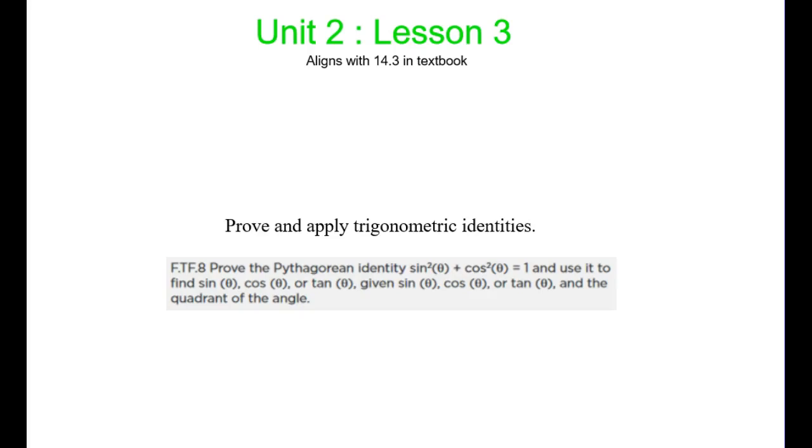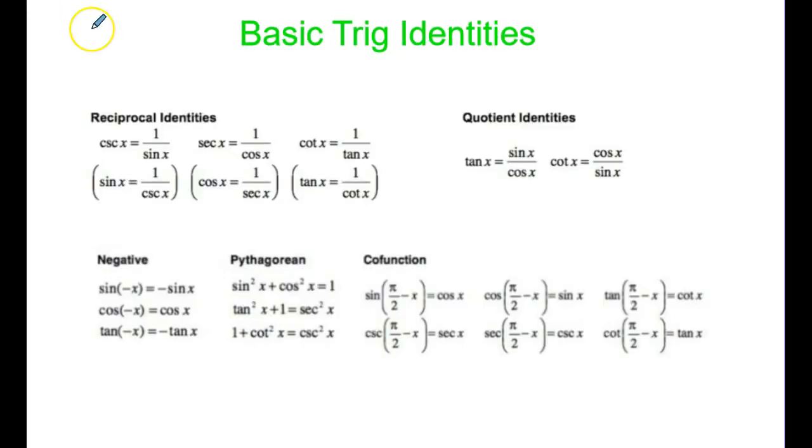Unit 2, Lesson 3. This lesson aligns with 14.3 in your textbooks. The one standard we're going to discuss: prove the Pythagorean identity sine squared theta plus cosine squared theta equals 1, and use it to find sine of theta, cosine of theta, or tangent of theta, given the sine of theta, cosine theta, or tangent of theta, and the quadrant of the angle.